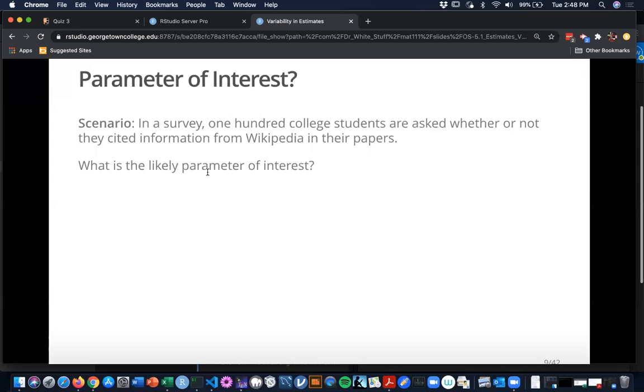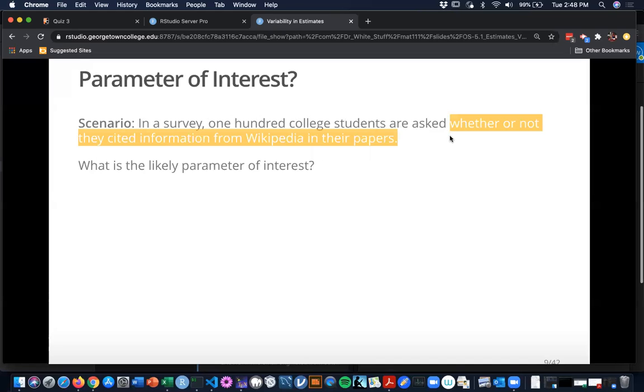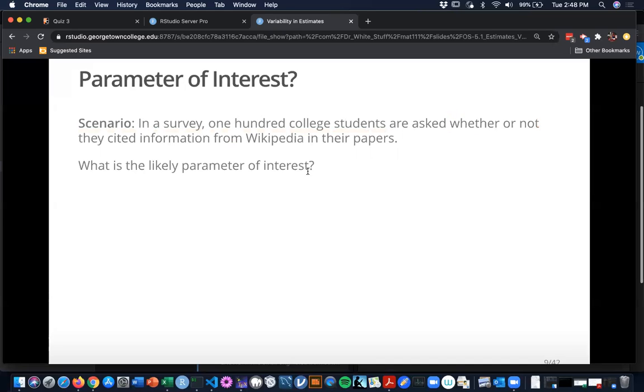Let's try again. In this, you've done a survey. 100 college students were asked whether or not they cited information from Wikipedia in their papers. This example, I think, is actually straight out of the textbook. What's the likely parameter of interest?